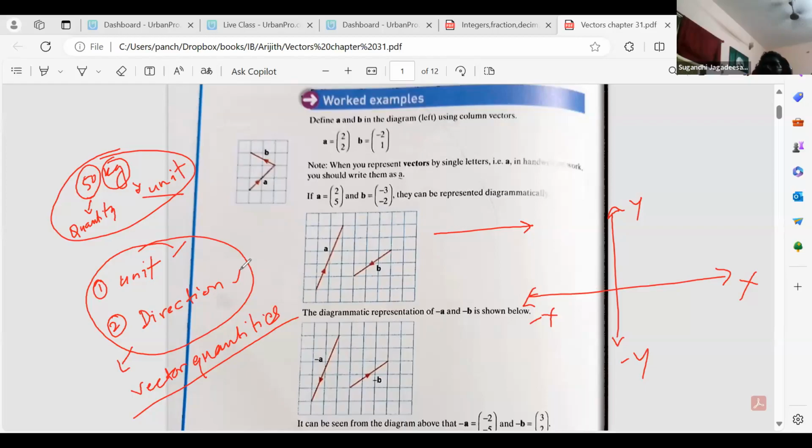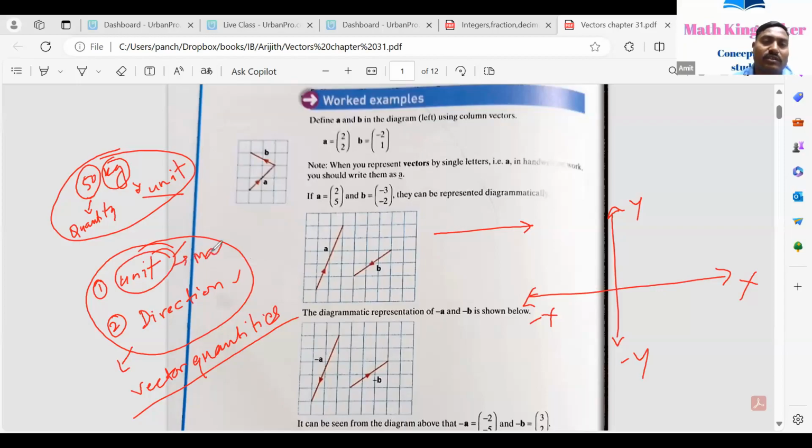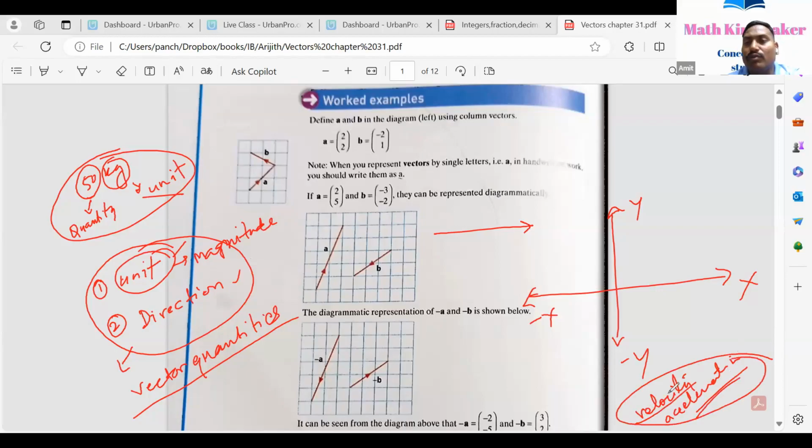Both magnitude and direction. In terms of physics, the unit is said to be the magnitude. So you have to have both. Like velocity. Velocity is a vector quantity. Acceleration is a vector quantity because we need direction also to represent these quantities. Force is also a vector quantity, because we have to describe force in a direction. So that is a vector.